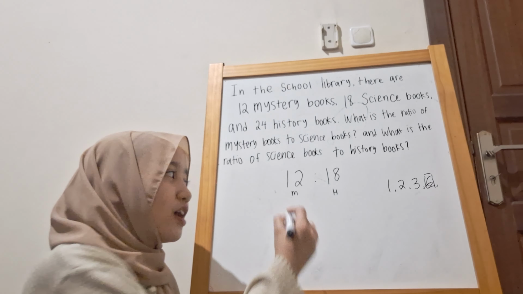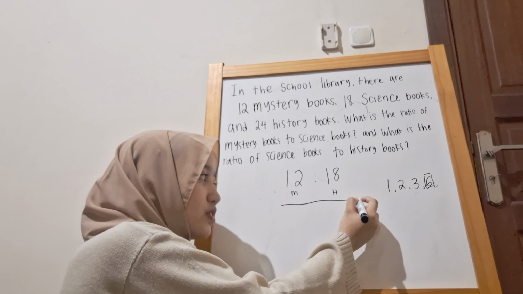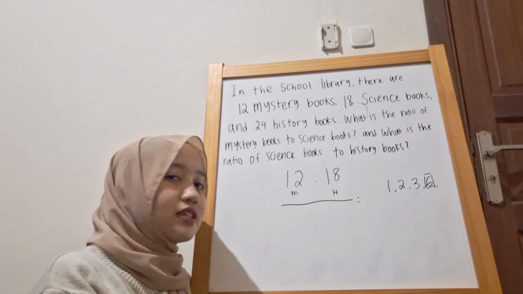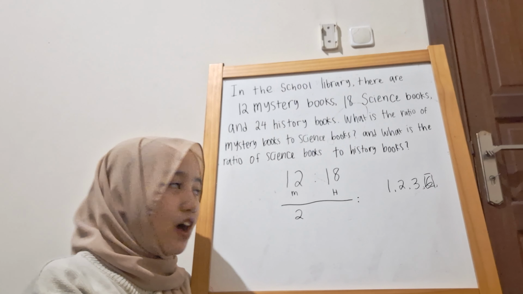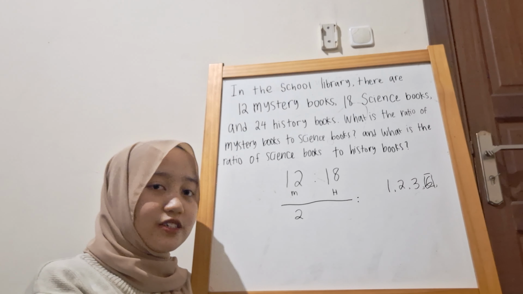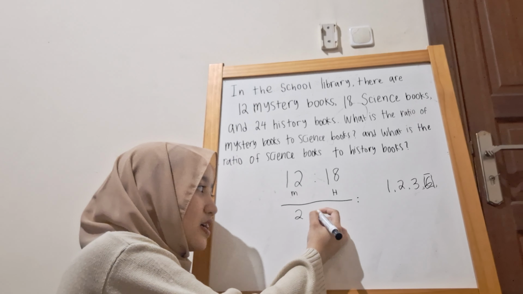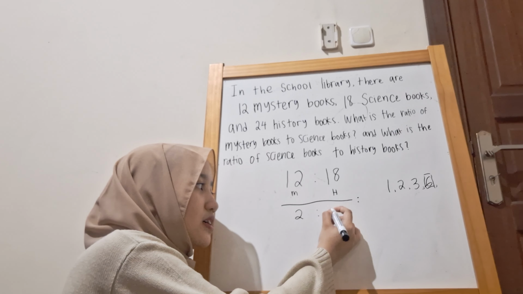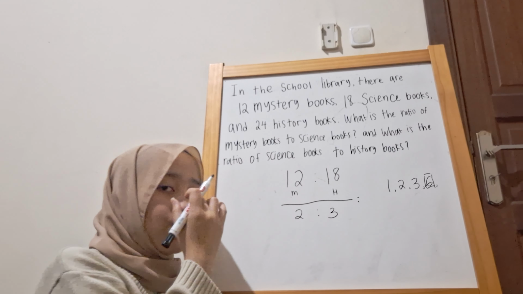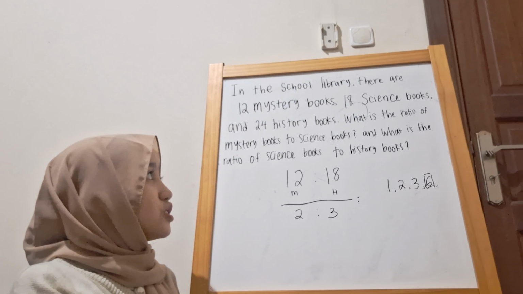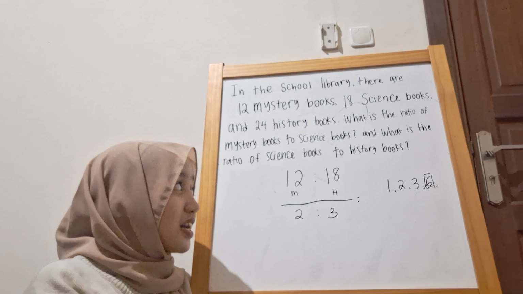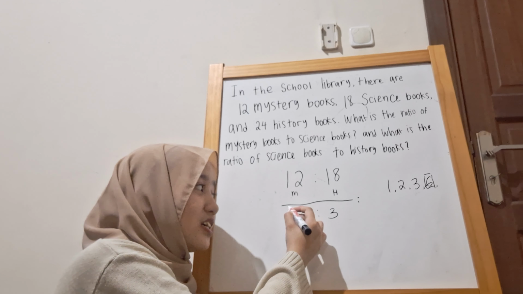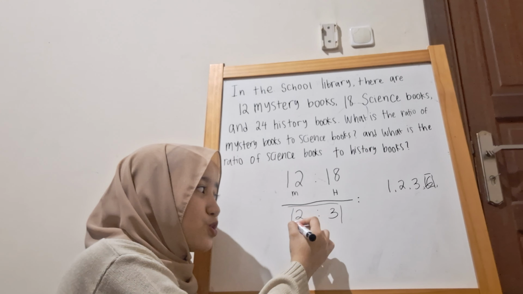So what is 12 divided by 6? Yes, it is 2. And what is 18 divided by 6? Yes, it is 3. So the ratio for our mystery books to science books is actually 2 to 3.